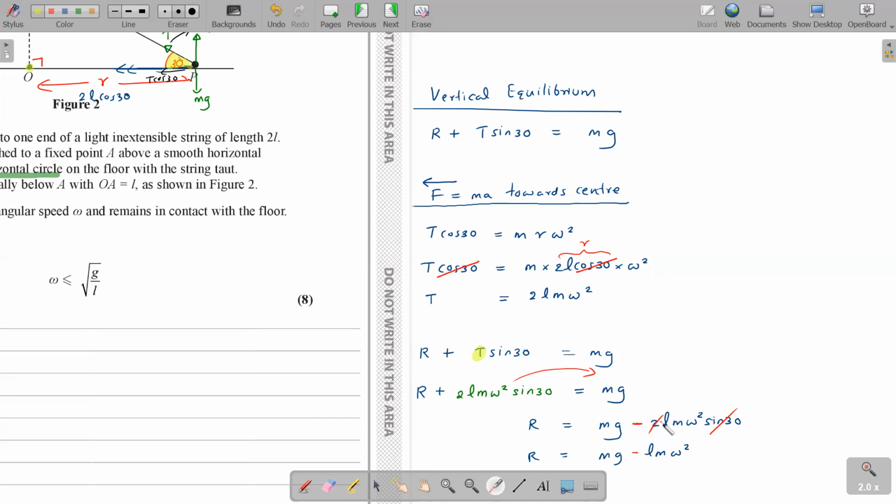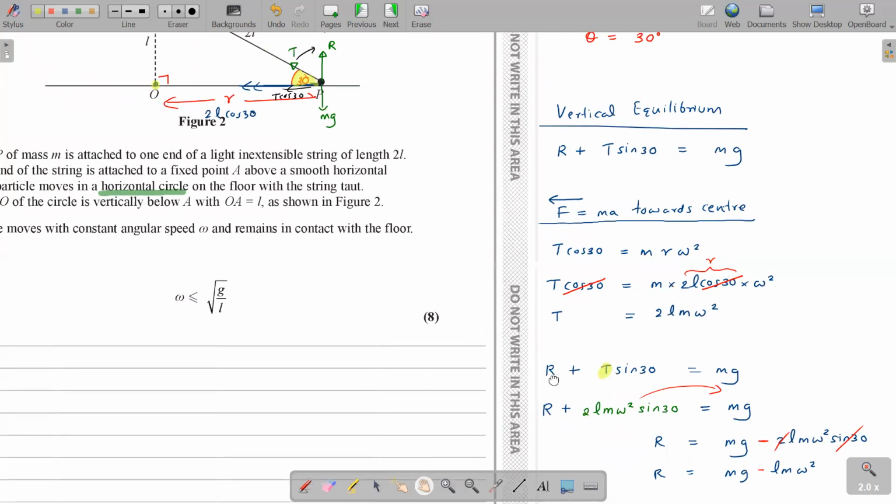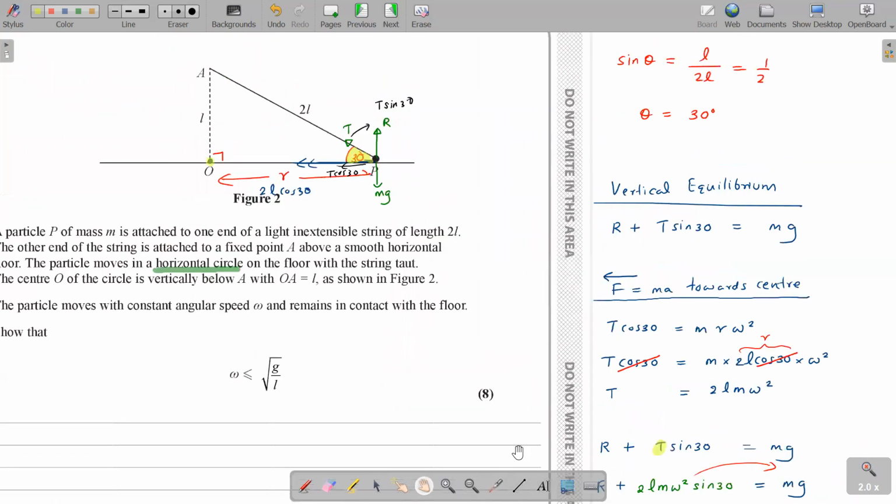So why did I go through this path, and why did I go find R? Because whenever you are trying to derive some sort of an inequality, especially in these kinds of circular motion questions, you need to set one of your forces to probably greater than or equal to 0, right? So for example, over here, I'm just going to make a claim and then work on trying to get the inequality.